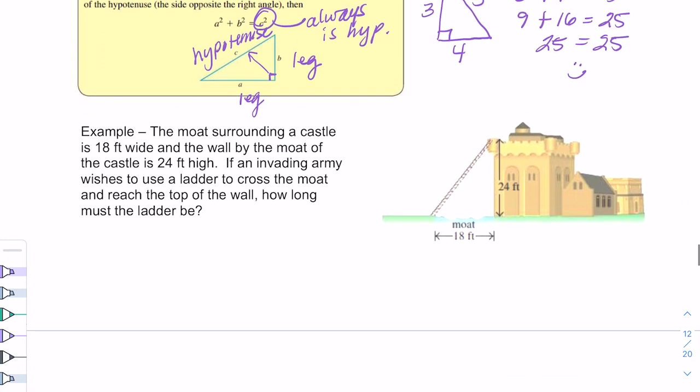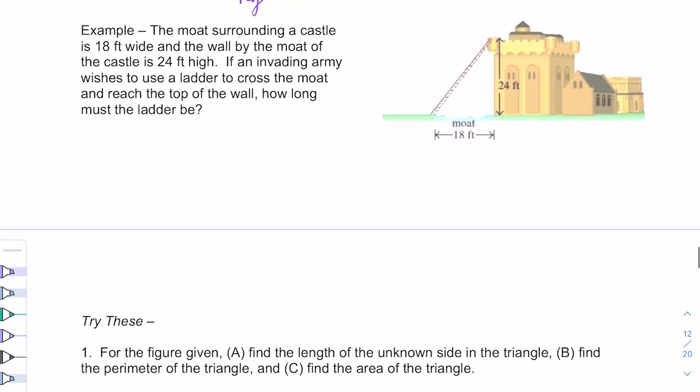Okay, let's look at an application. It says the moat surrounding a castle is 18 feet wide, and the wall by the moat of the castle is 24 feet high, as you can see in the diagram. If an invading army wishes to use a ladder to cross the moat and reach the top of the wall, how long must the ladder be?